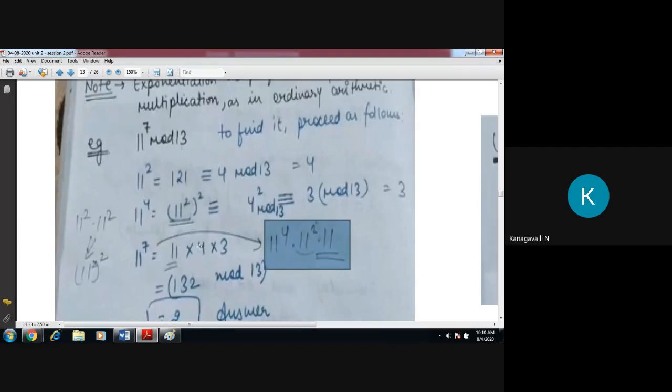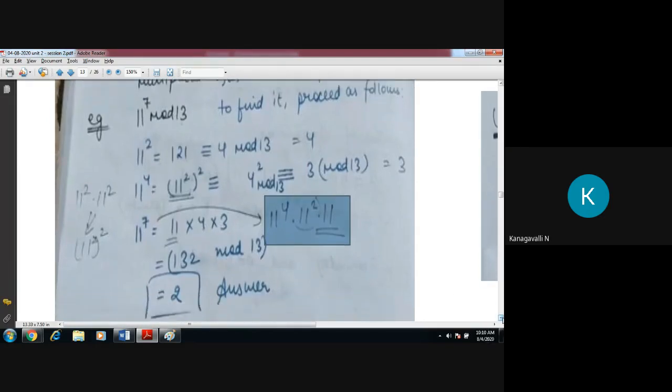So 11 power 1, I have the result as 11, right? 11 modulo 13, 11 is my answer. Then 11 square, my answer is 4. Check here. And 11 power 4, my answer is 3. So you multiply all these things, then don't forget to take the modulo. One second, right? So 132 mod 13, your answer is 2.